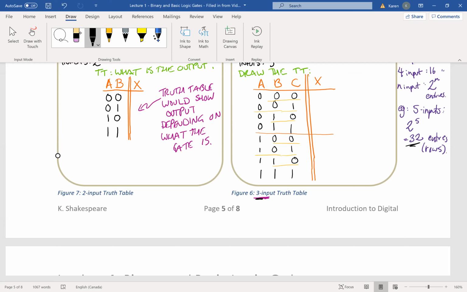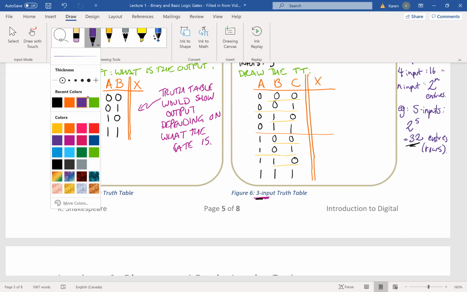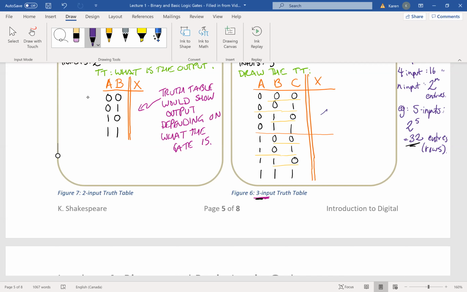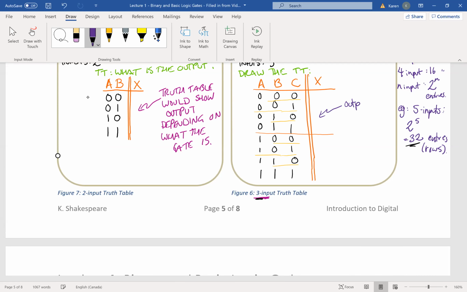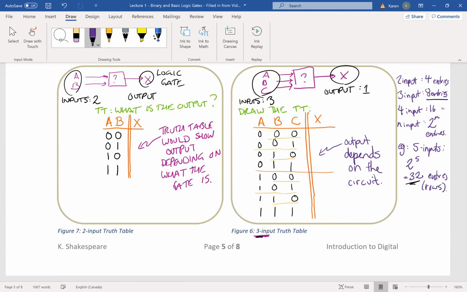Now, depending on the circuit, you would have 0s or 1s here. So output depends on the circuit. And I don't know what the circuit is here because I drew it as a big sort of black box with a question mark in it. So that's how you make truth tables.